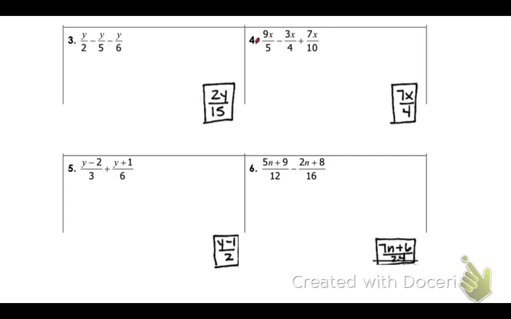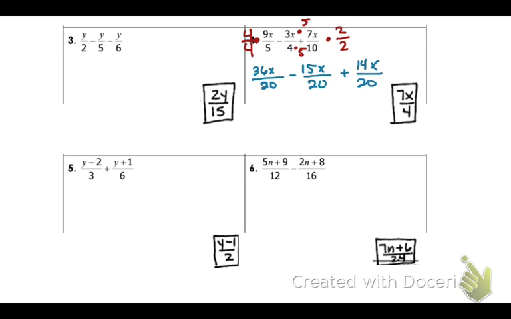So in order to get 5 into 20, I'm going to have to multiply it by 4. In order to get 4 into 20, I'm going to have to multiply this by 5. In order to get 10 into 20, I'm going to have to multiply it by 2. So now I'm going to be left with 4 times 9x. Let me change the color. So I'm going to be left with 36x all over 20 minus 15x over 20 plus 14x over 20.